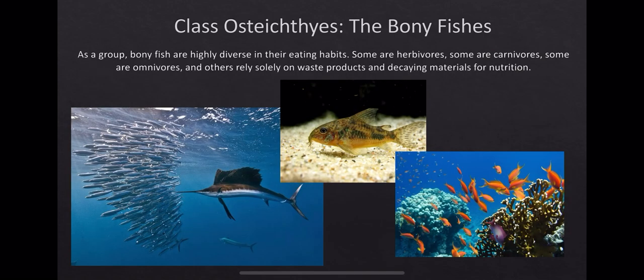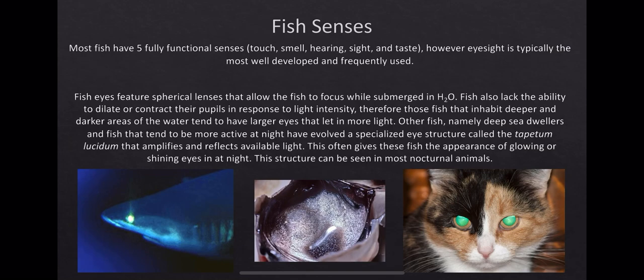In terms of their eating, bony fish can be anywhere from herbivore, carnivore, omnivore. They are so diverse and there are so many different types that it's all over the board here. For senses, they have all 5 and they practice all of them frequently.